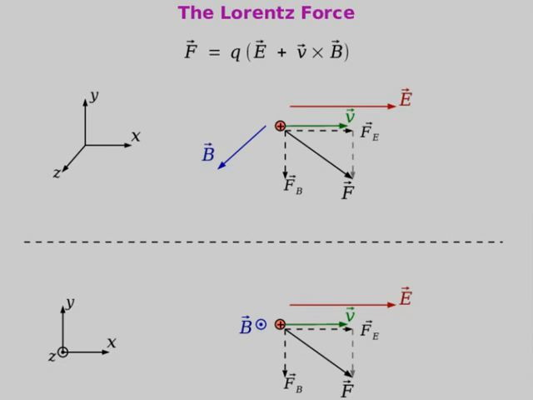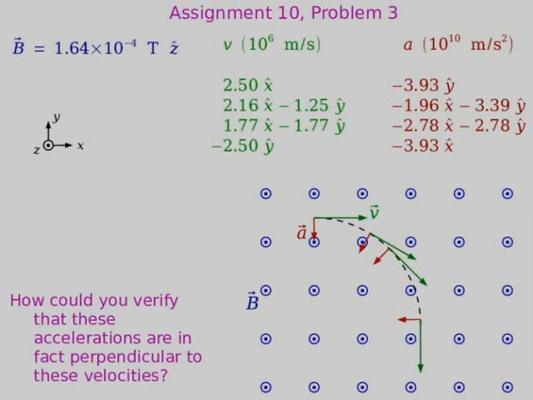So if you look at assignment 10, problem 3, it was: answer the two following questions in general. In general, how does the direction of the acceleration due to the magnetic force compare to the direction of the velocity of the particle? Well, the magnetic force is V cross B. If you take a cross product of two vectors, the result is perpendicular to both vectors. So the direction of the force has to be perpendicular to the direction of the velocity. And then the acceleration is going to be along the direction of the force. So the acceleration is perpendicular to the velocity.